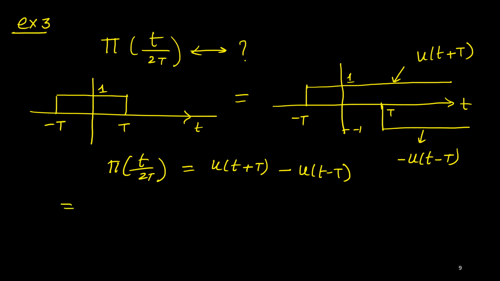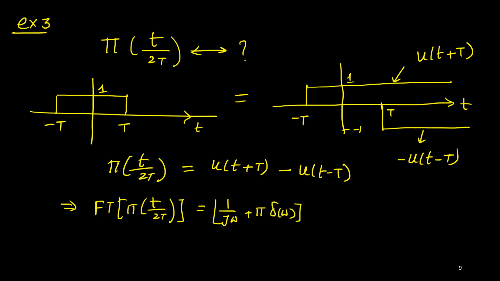So the Fourier transform of pi t upon 2T. We can use the linearity property and time shifting both. As it is time shifting, first of all u of t, its Fourier transform is 1 upon j omega plus pi del of omega. Is that right? And this one we should multiply with, so it is a time advance, so it's a phase advance.